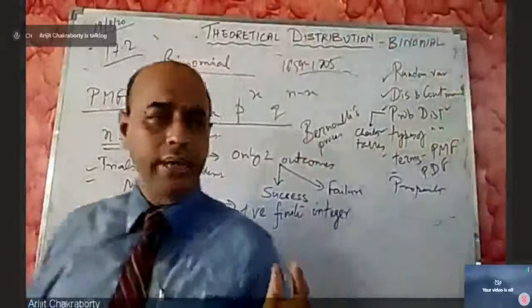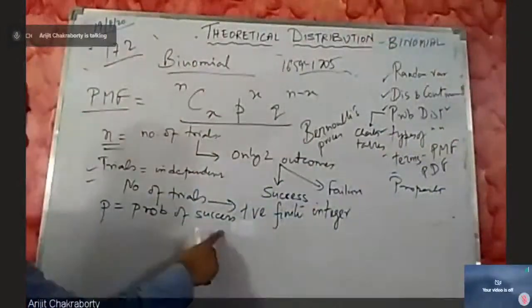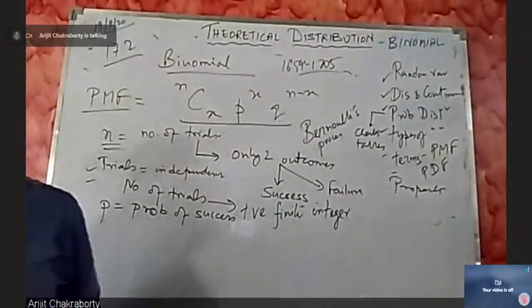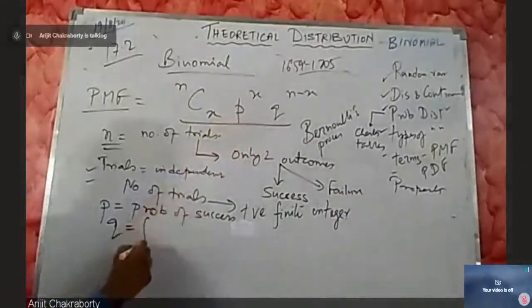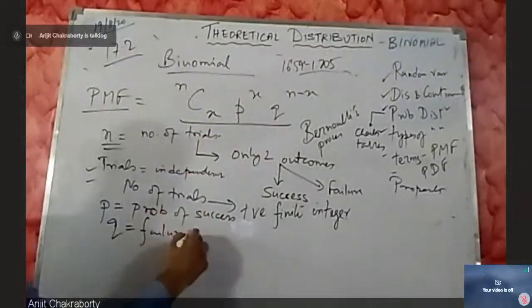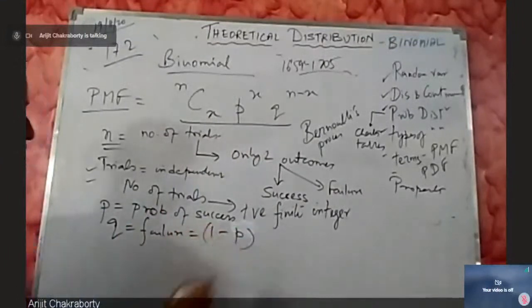But for an individual experiment, for one trial, yes, the probability is half in case of a coin tossing. So P is the probability of success, and also please remember that Q is nothing but the probability of failure. And this is given by 1 minus P.